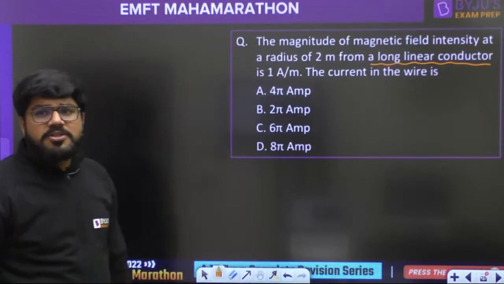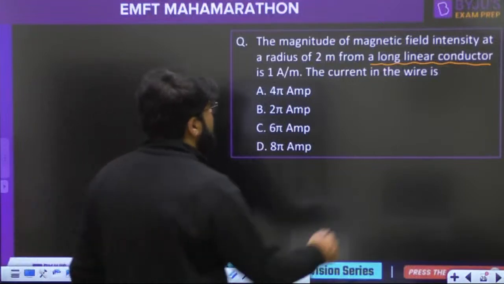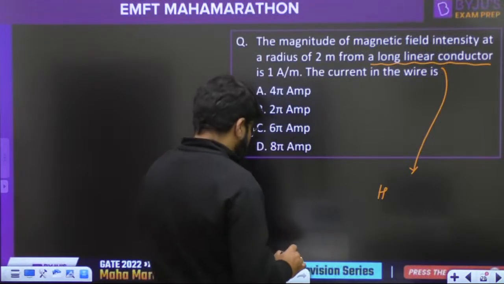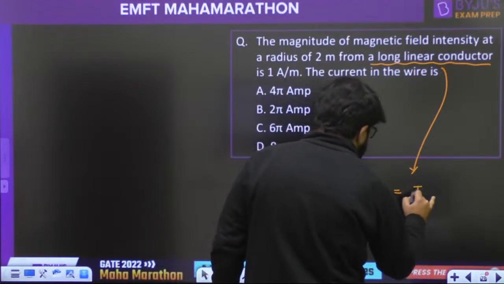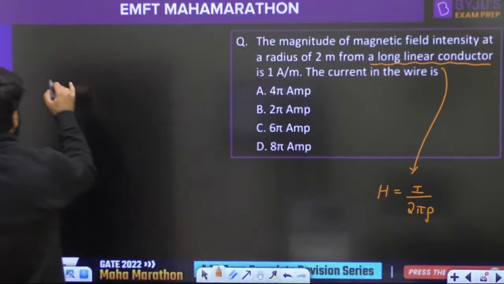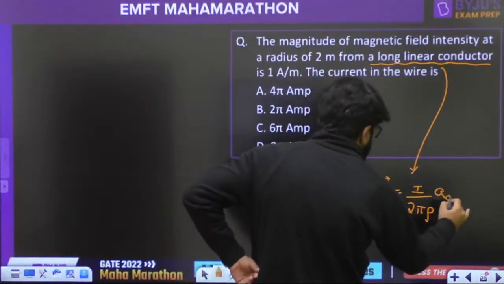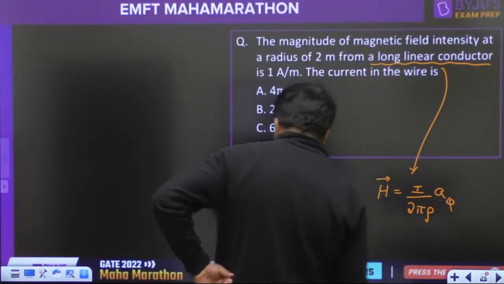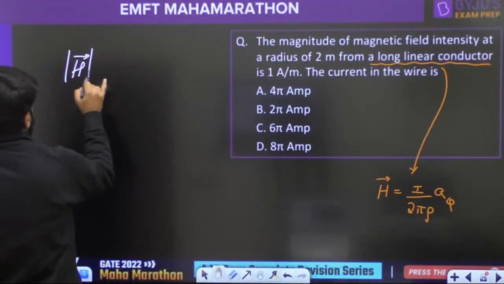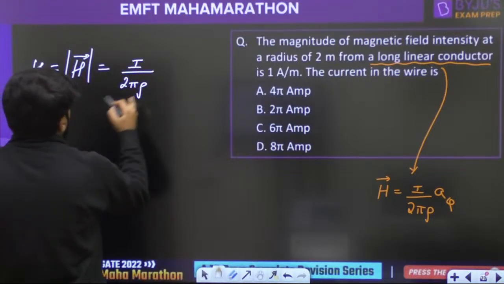Long straight conductor, everybody. The magnetic field due to a long straight conductor is given by the formula H. Look, direction is not mentioned anywhere. So H is simply given by the formula I divided by 2 pi rho. The actual formula in vector form is H equals I upon 2 pi rho A phi. But I only want the magnitude of H. Magnitude is asked, so we call it simply H, and that is simply I divided by 2 pi rho for a long conductor.